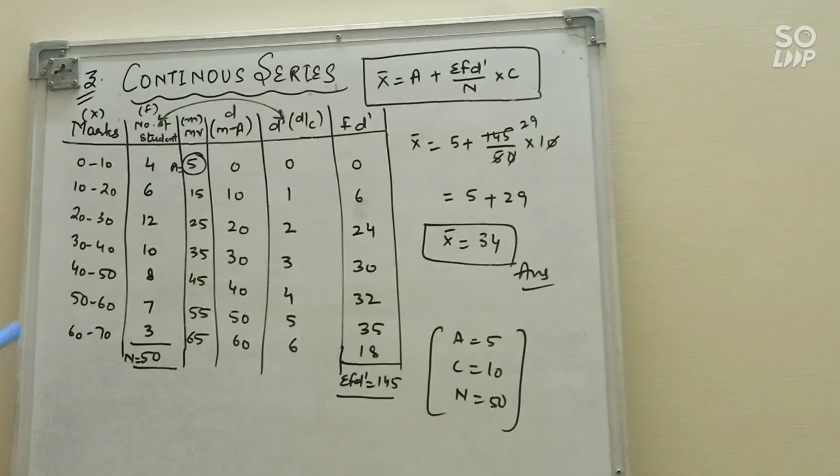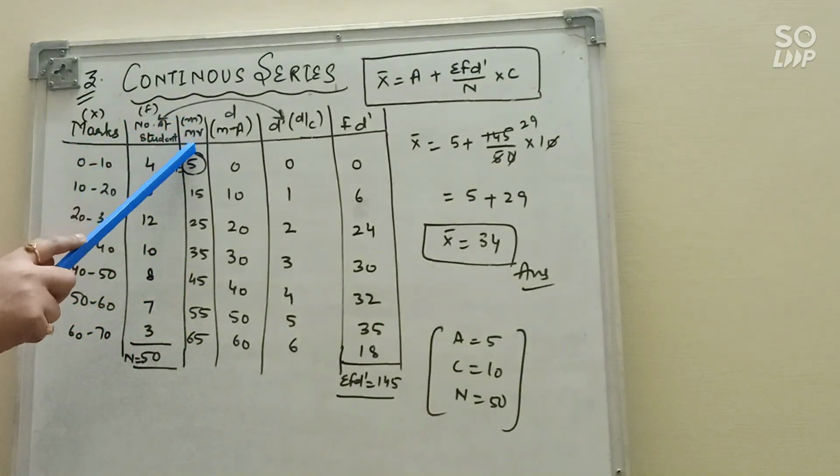So first what we will do is, we'll take the mid value from these classes. How will you calculate mid value? The formula is upper limit plus lower limit divided by 2. So 0 plus 10 divided by 2 is equal to 5. 10 plus 20 divided by 2 is 15. In this way you can calculate mid values: 5, 15, 25, 35, 45, 55 and 65.